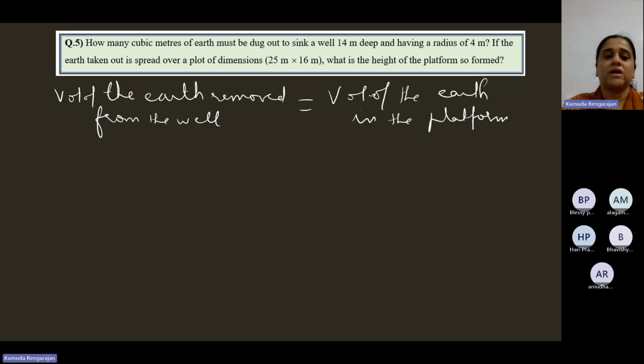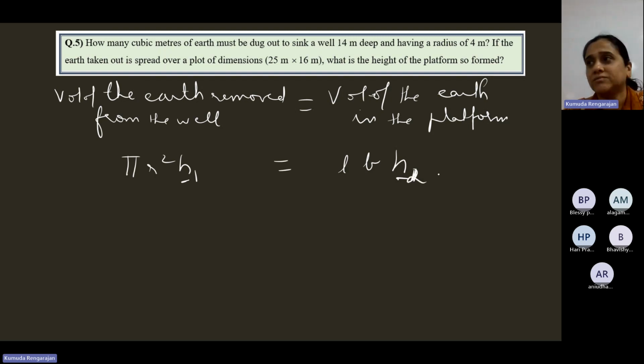Now, how do you find the volume of the earth which is removed from the well? Pi r square h. Pi r square h is equal to, what's the volume of the earth in the platform? LBH. But there's an h here and an h here, no? So differentiate. Put H1 here and H2 here. All that is your choice.